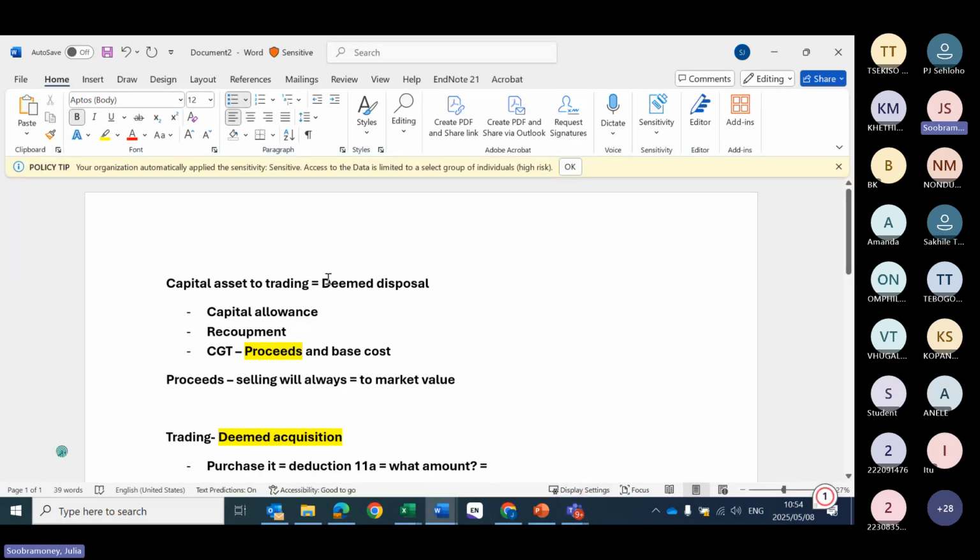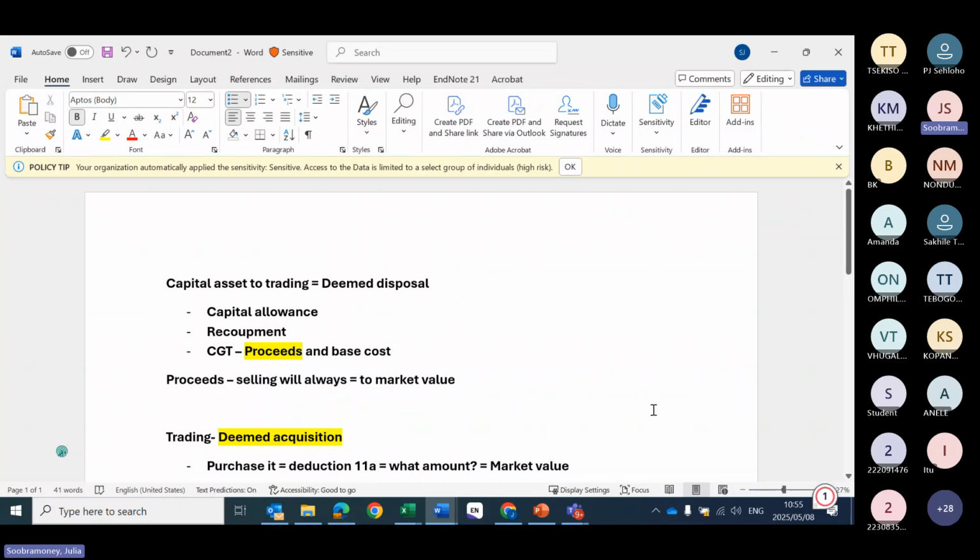Deemed disposal, what did I sell it for, students? What did I tell you? What will your proceeds equal to? Market value. Now, deemed acquisition, I'm buying it back. What will the cost price be? Market value. Okay, so those are the rules you follow.